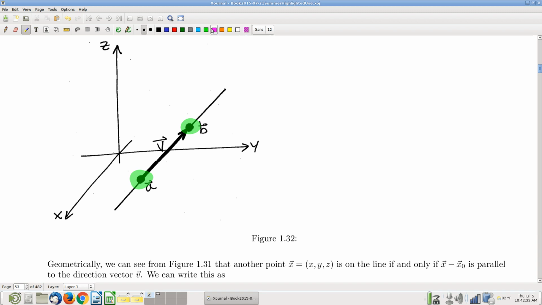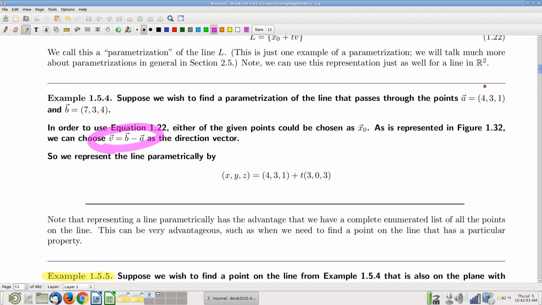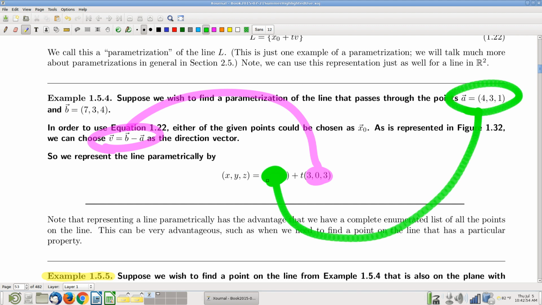How am I going to find a vector parallel to the line? Well, how about we subtract them? That'll make v the vector parallel to the line. So there you go, v is b minus a. And then you parameterize by taking, arbitrarily, a as your x naught, and then plus t v, v being b minus a, and you're good.